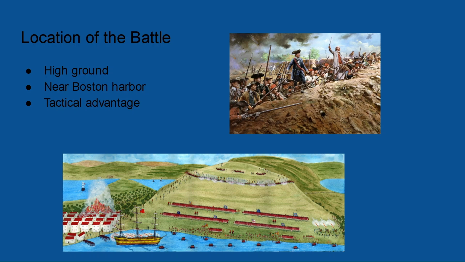During the battle, the British took the lower side of the hill near the coast, trying to push up against the American colonists who were at the top of the hill looking down at the British. This was a very large advantage for the colonials. It gave them a better way to defend from the British because of the high ground and the amount of area that they were able to cover.